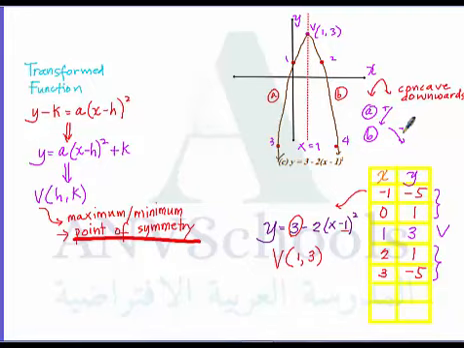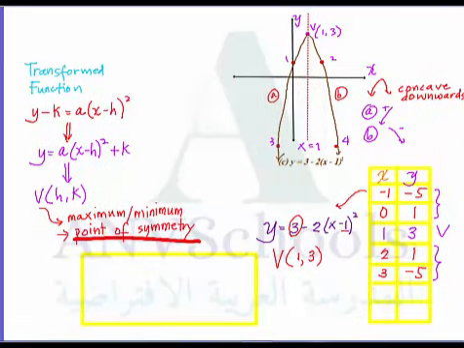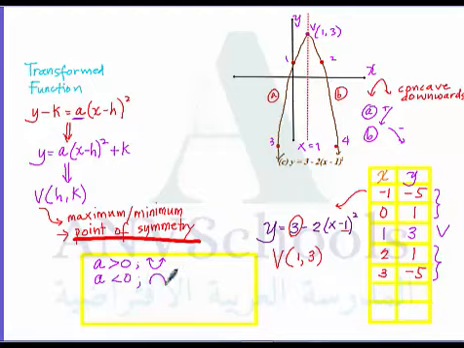And in general, let us have a generalization here. When you have the transformed form of the quadratic function, if our a is greater than 0, then your concavity would open upwards. So your concavity is upwards. And if a is less than 0, then your concavity is downwards.